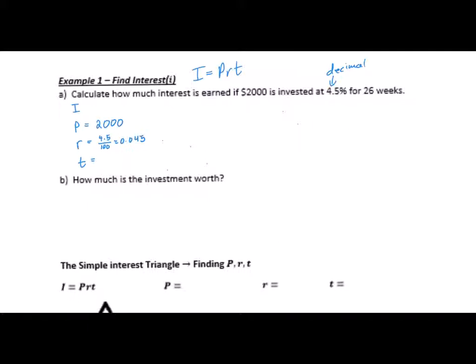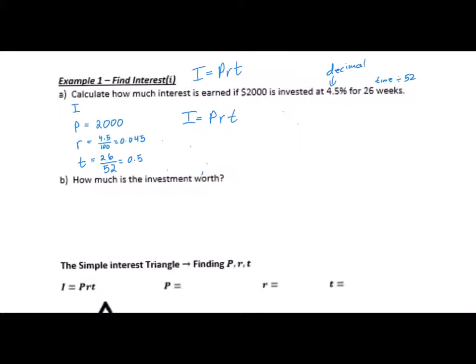And our time is determined by the last part of our problem, which says that we have to do this for 26 weeks. Now we need to convert that by dividing by 52, because there's 52 weeks in a year. And so T is 26 divided by 52, which gives us 0.5.